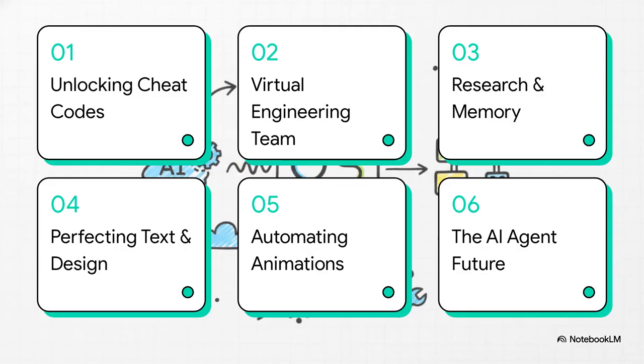Here is our quick roadmap for today's explainer. We'll start with Section 1, Unlocking Cheat Codes. Then we'll move to Section 2, Building a Virtual Engineering Team. Next is Section 3, Supercharging Research and Memory, followed by 4, Perfecting Text and Design, 5, Automating Animations, and finally Section 6, the AI Agent Future.